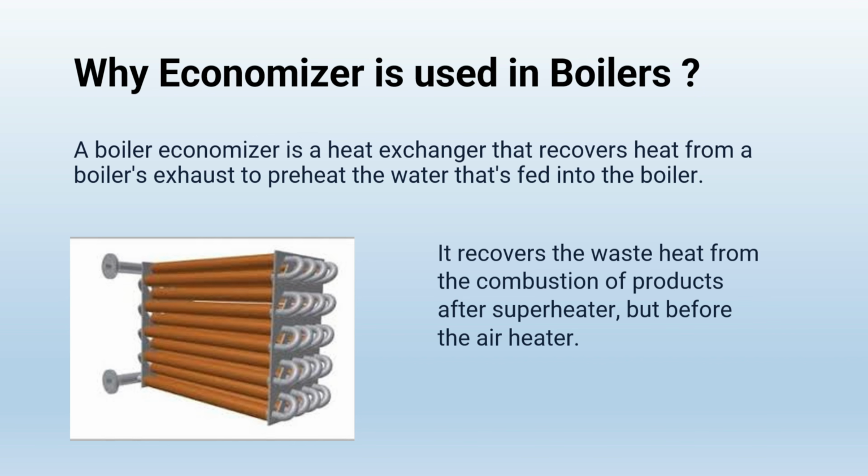Hello friends, today we will discuss the function of the economizer in a boiler, its benefits in detail, why an oxygen analyzer is installed at the economizer outlet, and finally, how to calculate the efficiency of the economizer in a boiler. A boiler economizer is a heat exchanger that recovers heat from a boiler's exhaust to preheat the water fed into the boiler. It recovers waste heat from the combustion products after the superheater but before the air preheater.